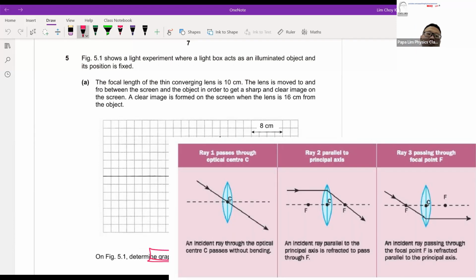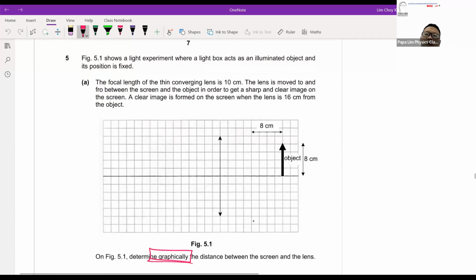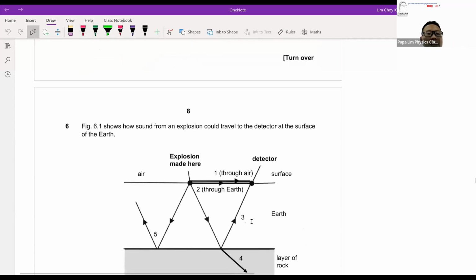I will not dwell too much on this question 5 because it is quite a standard question. If you have any problem regarding light rays, refer back to my videos on light rays, especially on lenses using the three ray diagrams, where I will upload the link in the URL here. If you need, you can just click on it and refer to the video there. Now for question 6.